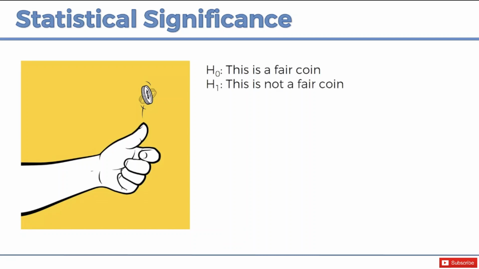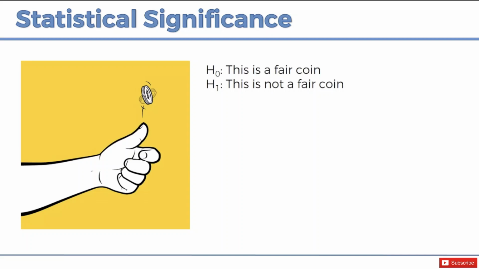And then H1 is the alternative universe or the alternative hypothesis. Sometimes it's also called HA. And in this universe, this is not a fair coin. So we want to understand which universe do we live in, or which situation are we actually dealing with, or what is the truth? That's what we're trying to assess. Is it a fair coin? Is the null hypothesis correct? Or is it not a fair coin? And then the alternative hypothesis is correct.